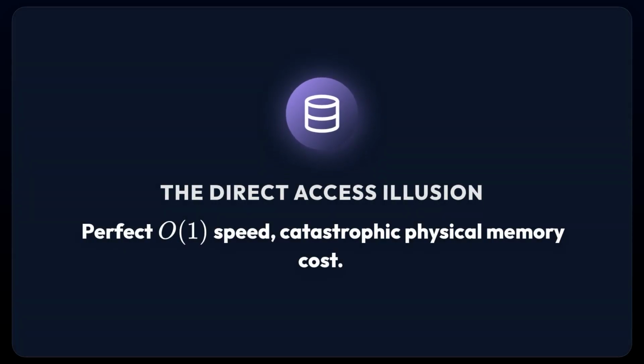An array slot for every possible key guarantees perfect big O of 1 speed. But to index 64-bit integers directly, you would need roughly 18.4 exabytes of contiguous memory. While less than global storage capacity, it is a catastrophic and impossible space-time trade-off for any single system.